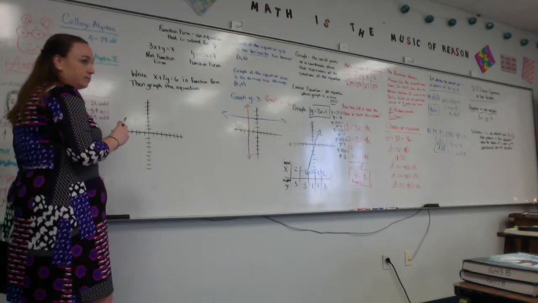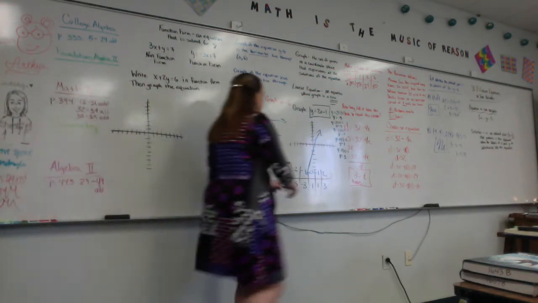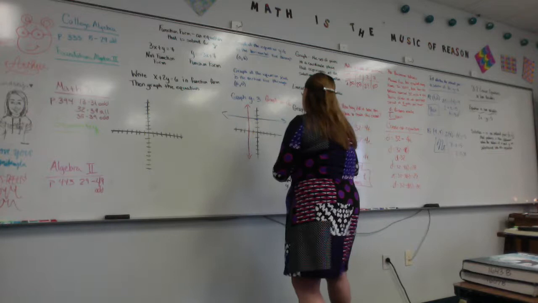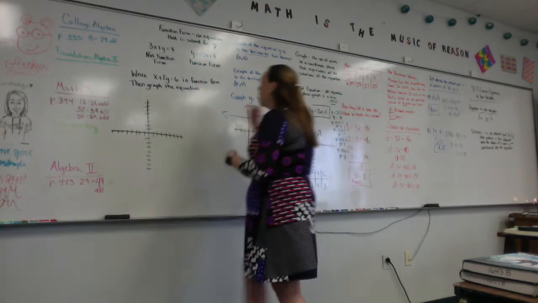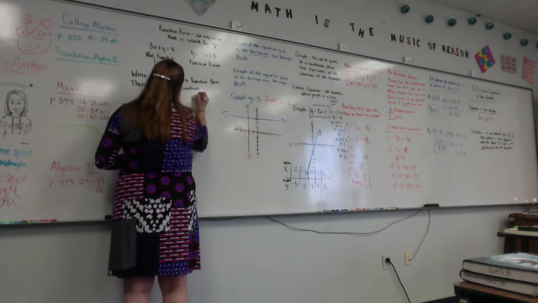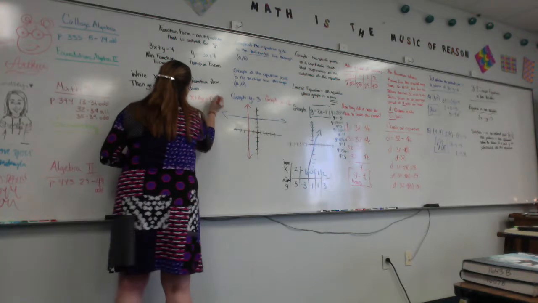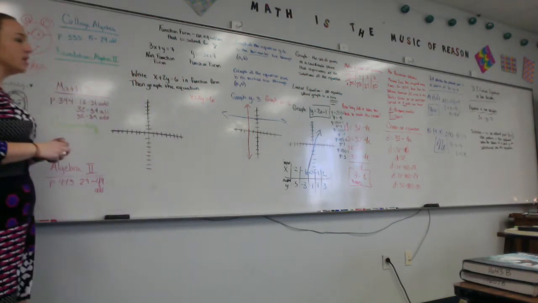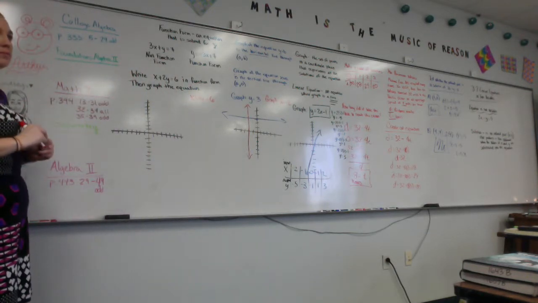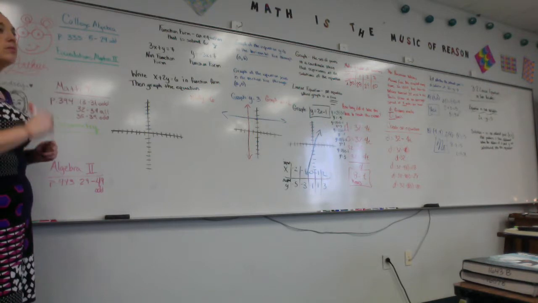Okay? So then it says, write x plus 2y equals 6 in function form, then graph the equation. So I'm going to take this equation, x plus 2y equals 6. What do I need to do first to get this into function form? What, Carter?